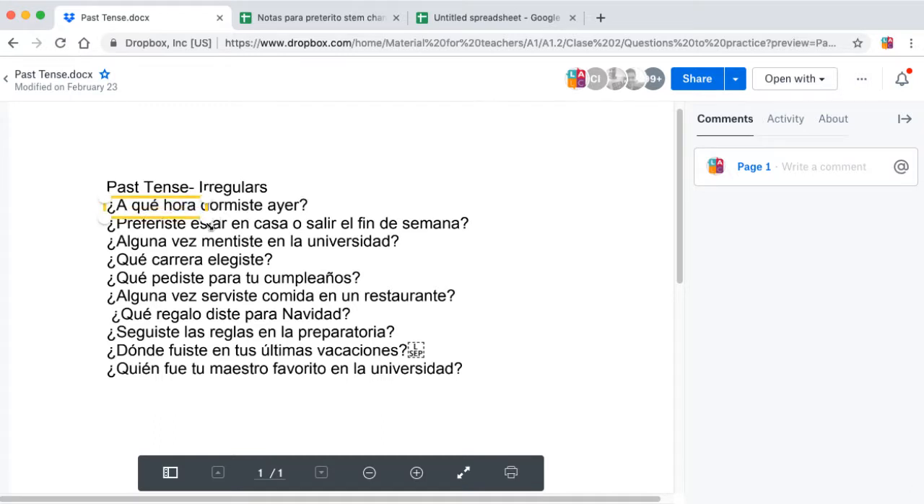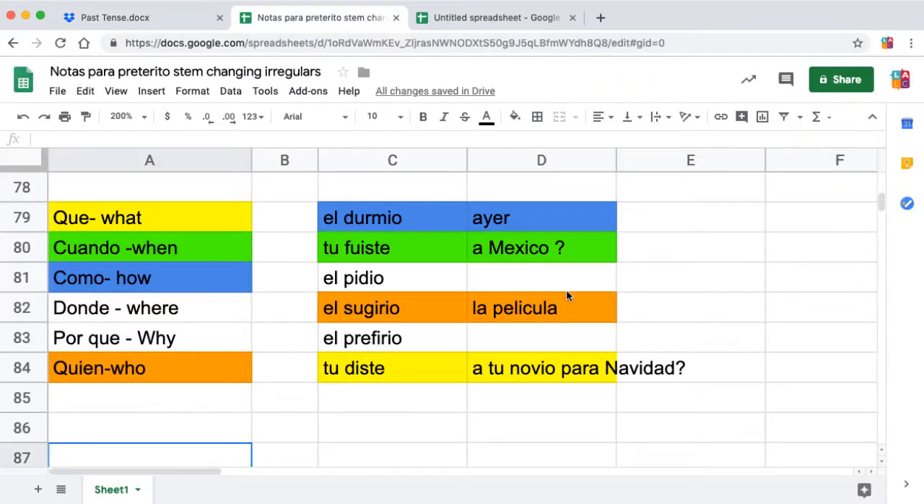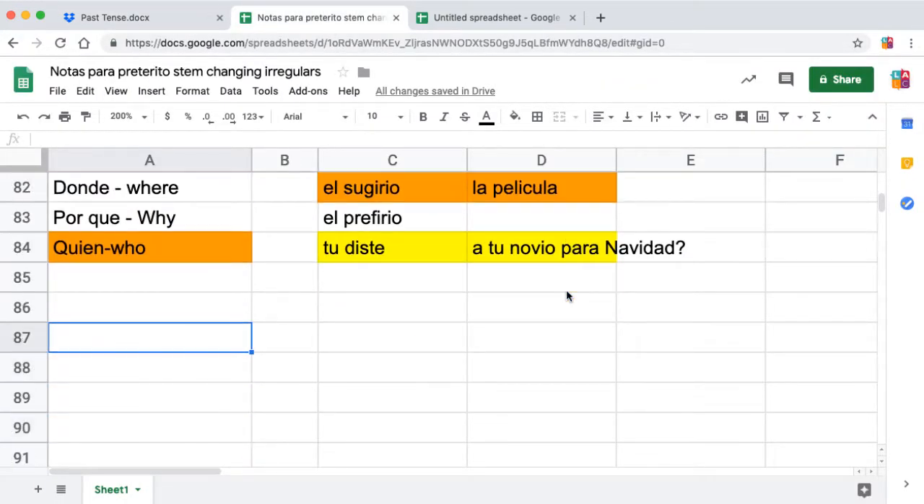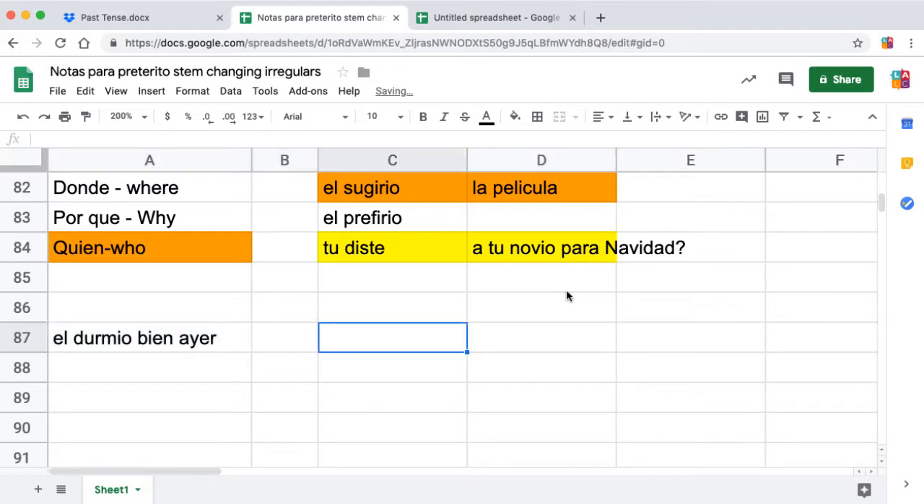¿A qué horas? At what time? Then, ¿preferiste estar en casa? Did you prefer to be at home or go out on the weekend? So an affirmation, as I probably explained in other classes, could be a question too. Por ejemplo, let's say I know he slept well yesterday. So él durmió bien ayer. So I'm doing an affirmation, okay? He slept well yesterday.